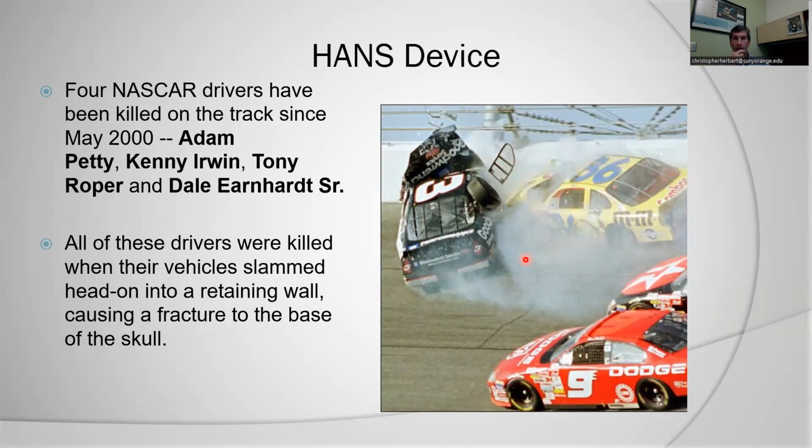Now, in NASCAR, there were a number of drivers who were killed by a type of injury that would fracture the very top vertebrae due to a high-speed impact, usually with a retaining wall. And suddenly this became a crisis, and they were trying to figure out how do we fix this problem that's killed some famous drivers. I don't know much about NASCAR. Adam Petty, Kenny Irwin, Tony Roper, and Dale Earnhardt Sr., however, were names that I recognize.